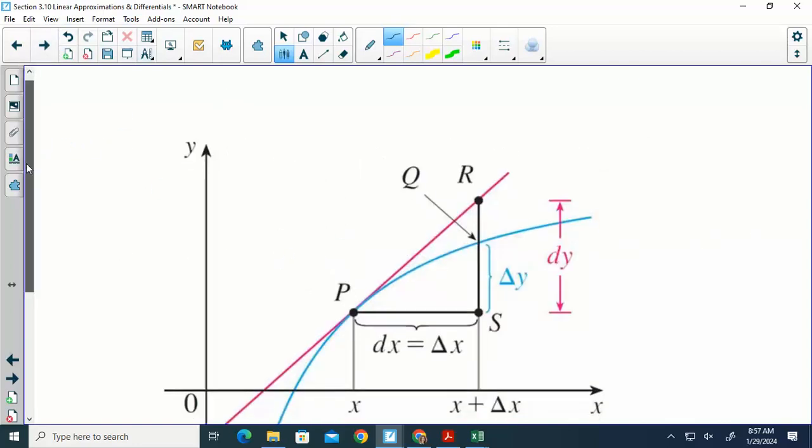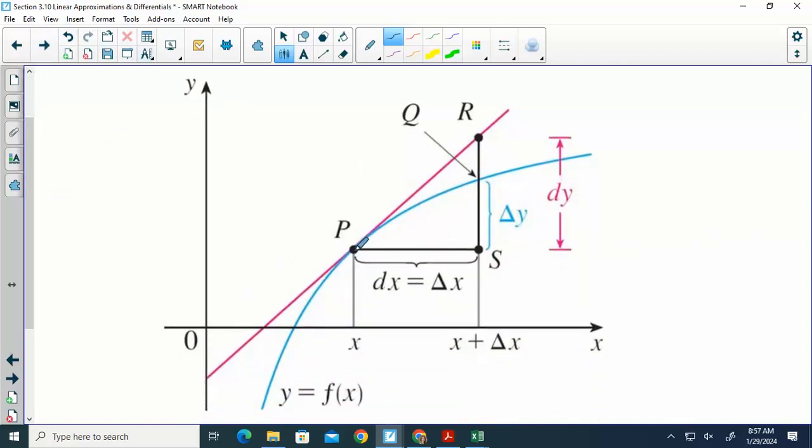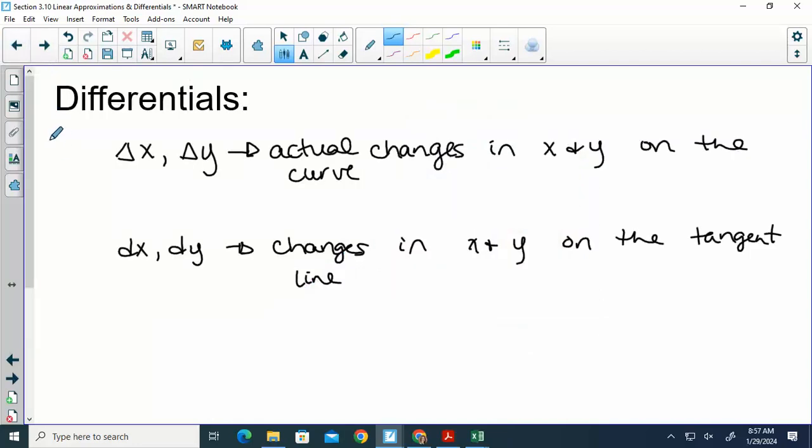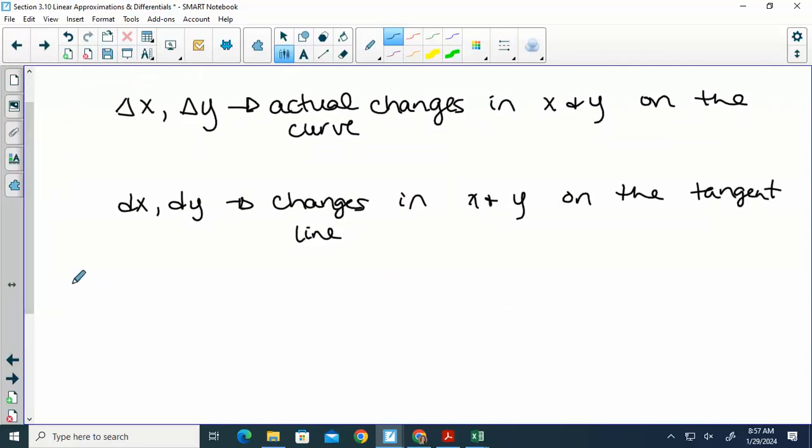So, here's my curve, that blue one. Between 2 points on this curve, my change in x, my change in y. If I were trying to use my tangent line, my x would be the same. So change in x and dx, those are going to be the same values. The amount you change in x on the curve and the line are the same. But is the change in y the same on that line? No. So that's where the dy comes in. That dy, how the y changes on the tangent line, that is the differential.